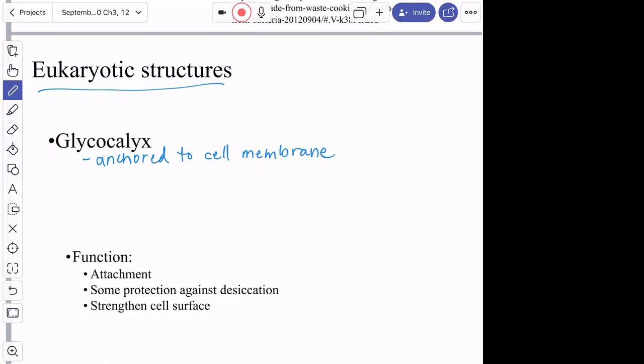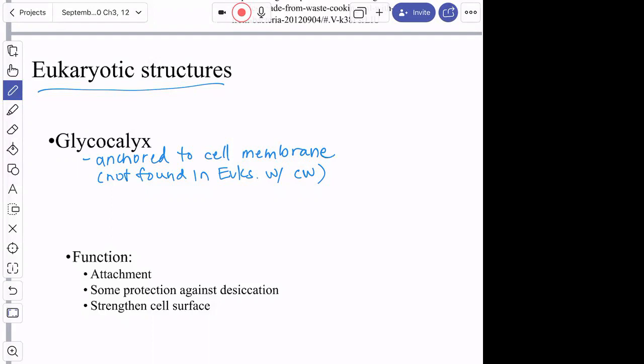Okay, we talked about the prokaryotes, of course, this was outside the cell wall. Okay, so eukaryotes that have a cell wall do not have a glycocalyx. Okay, so not found in eukaryotes with a cell wall. All right, so eukaryotes with a cell wall, things like fungi, plants, algae.